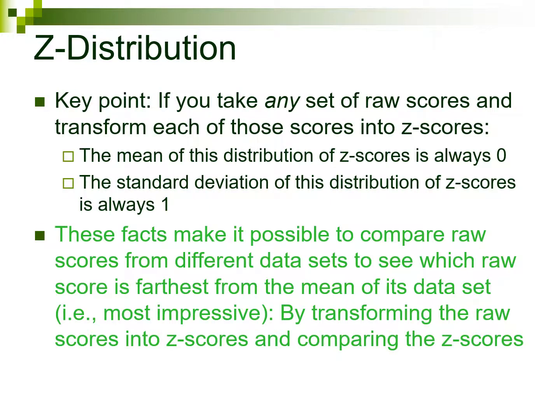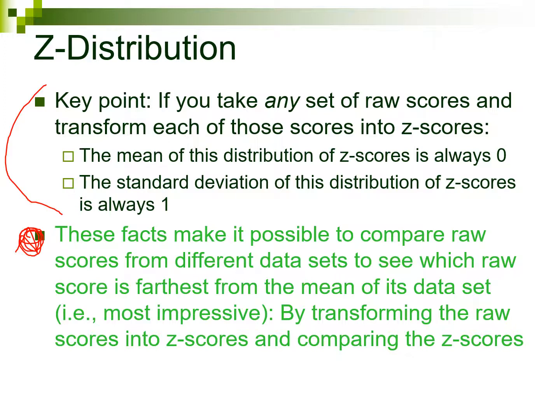Now, the only reason we were really going into this information here for those key points is so we can discuss this sentence down here in green. These facts that we just described make it possible to compare raw scores from different data sets to see which raw score is farthest from the mean of its data set. In other words, which raw score is most impressive. We would find this out by transforming the raw scores into z-scores and comparing the z-scores. What the heck does that sentence mean?